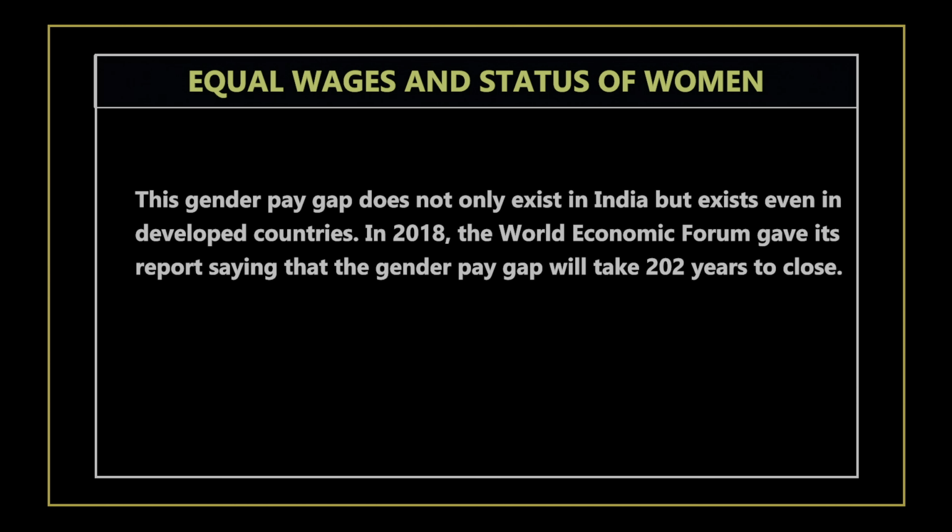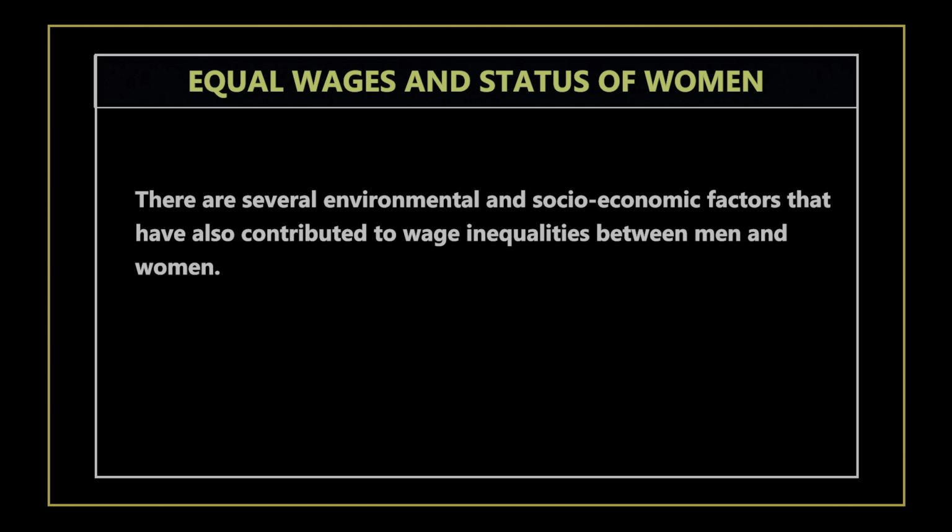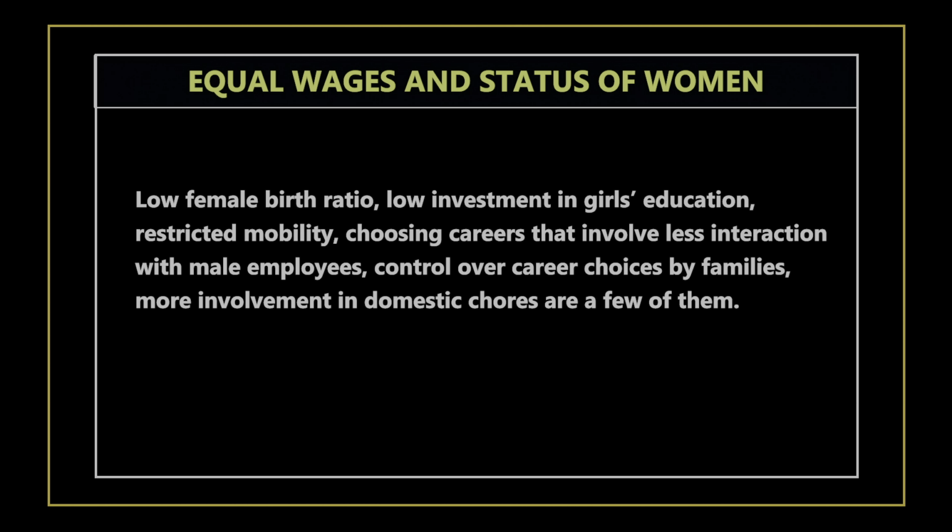In 2018, the World Economic Forum gave its report saying that the gender pay gap will take 202 years to close. Women globally are paid 63% of what men get. Yemen, Syria and Iraq showed the biggest pay gaps, while the UK ranked 50th out of 149 countries on the gender pay gap. There are several environmental and socio-economic factors that have also contributed to wage inequalities between men and women. Low female birth ratio, low investment in girls' education, restricted mobility, choosing careers that involve less interaction with male employees, control over career choices by families, and more involvement in domestic chores are a few of them.